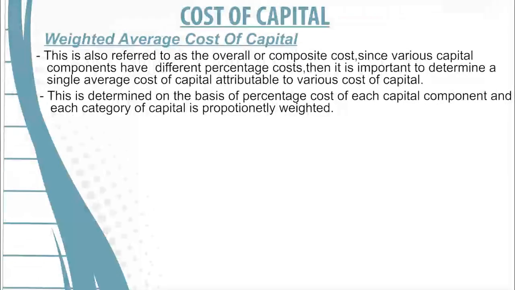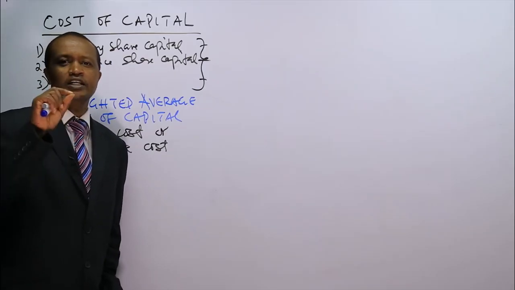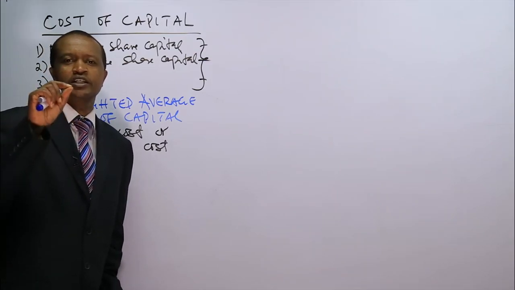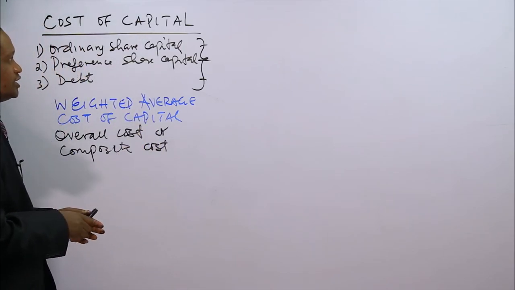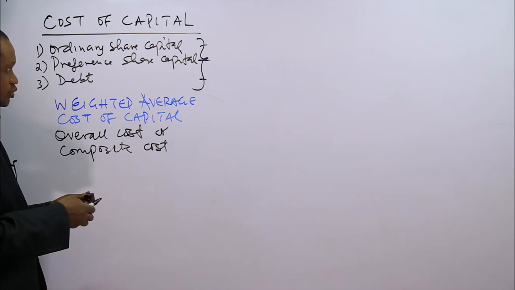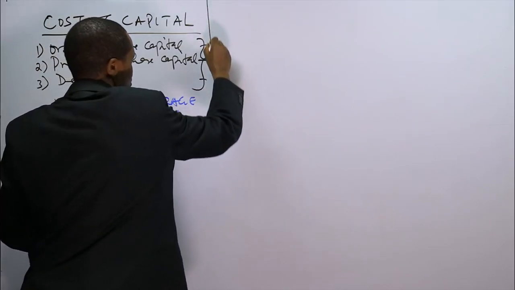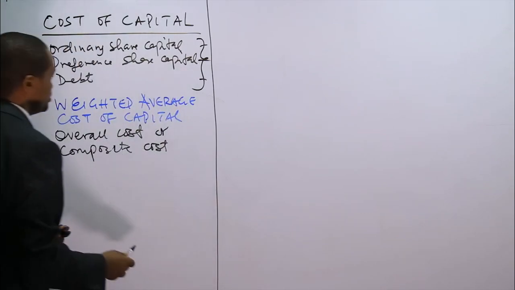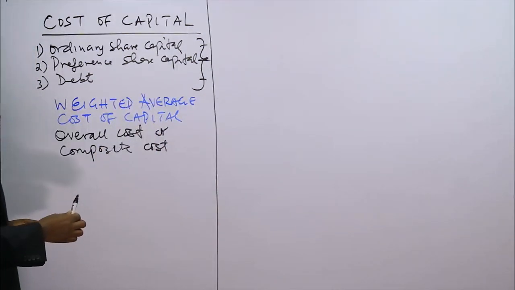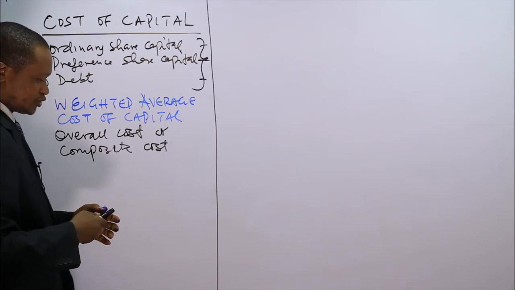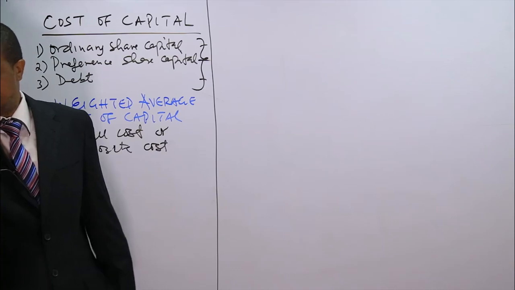And each category of capital is proportionately weighted. Each element, each component in the capital structure is proportionately weighted. And that is what we are going to learn in this lesson. We are going to learn how to compute the weighted average cost of capital. So we will take an illustration, and we'll begin with the illustration we did in our last lesson.